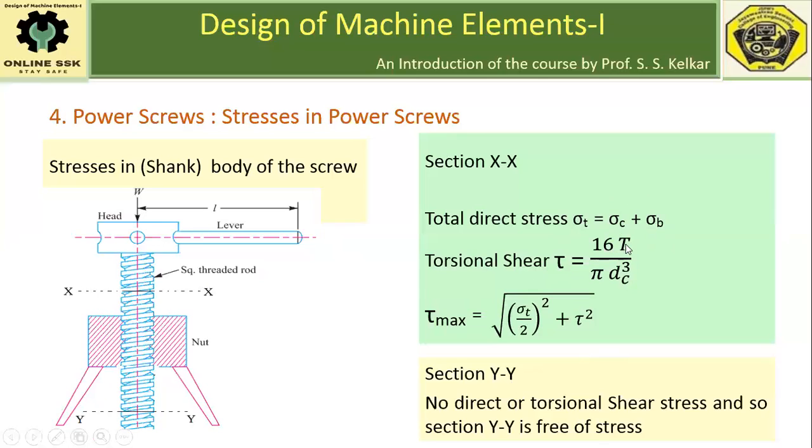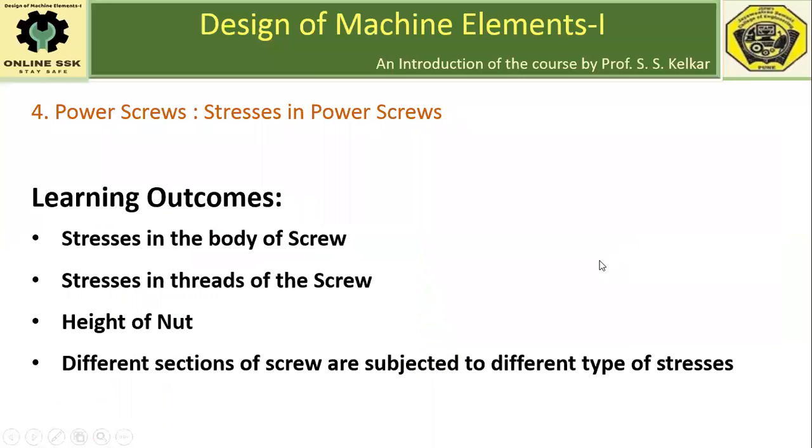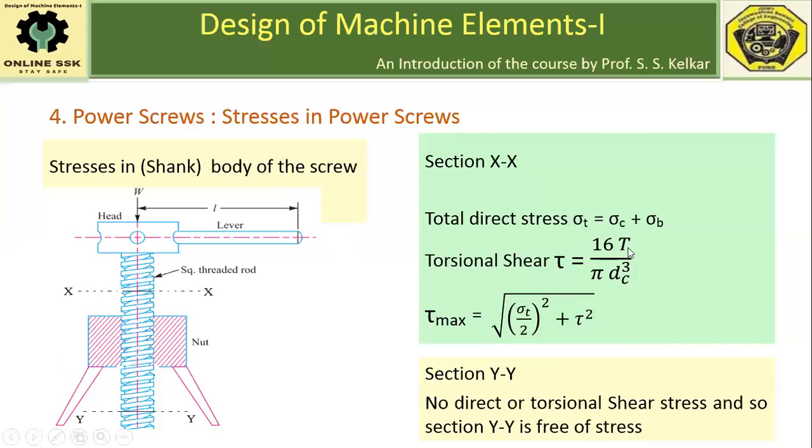which will be given by 16 Tt. Again, I repeat, I have forgotten to add a suffix here. Actually, it will be T suffix T, which is nothing but the torque required to overcome the thread friction. So 16 Tt upon pi dc cube. And using the values of sigma t and tau in this formula, one can calculate the maximum shear stress to which this portion, section XX, is subjected.